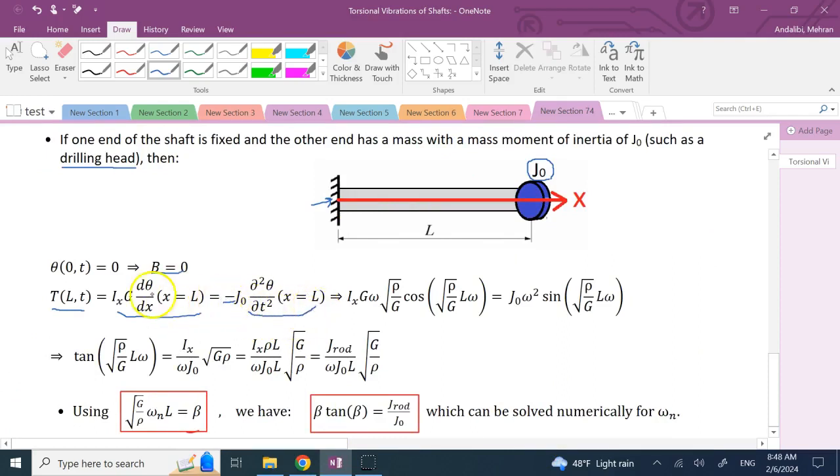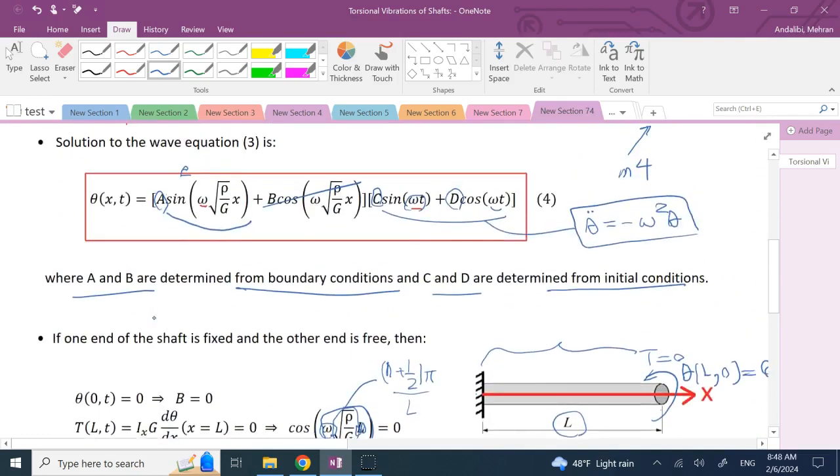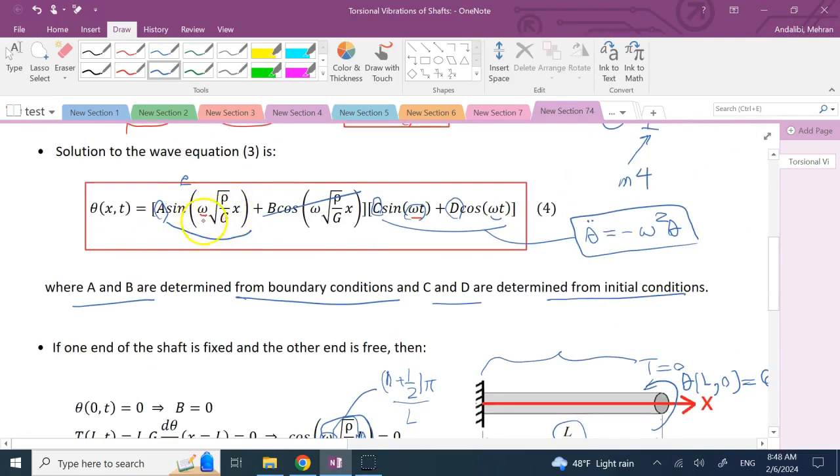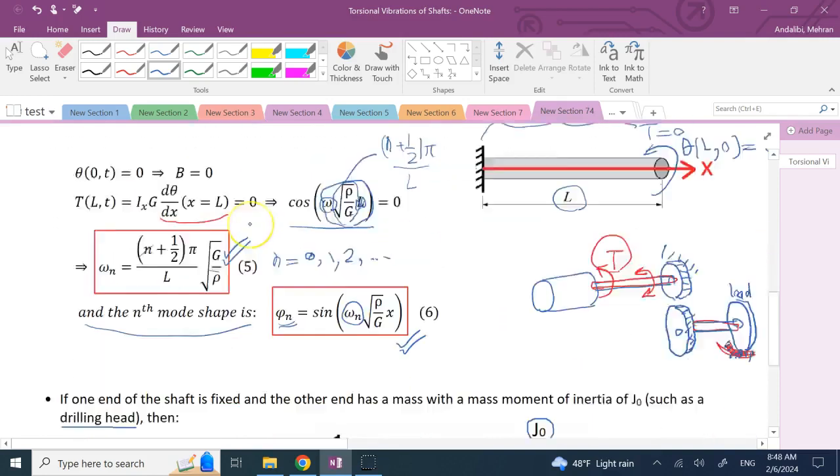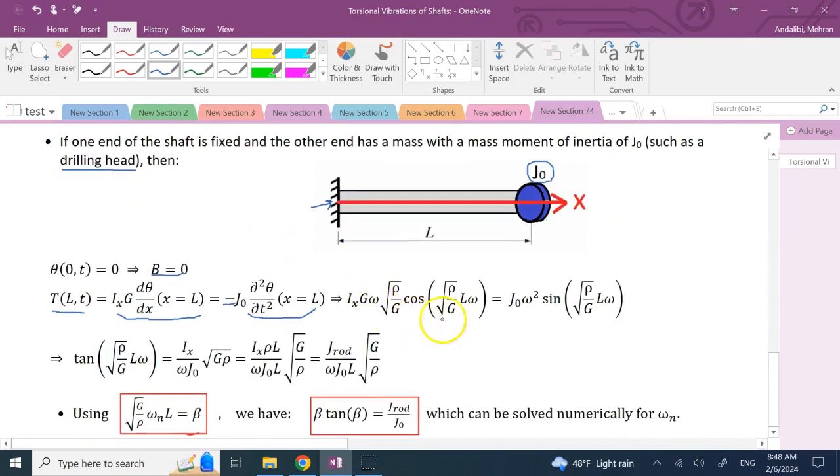Okay, so now we have to compute these terms, this d theta over dx. If you remember, since my theta is a function here, when you take the derivative, this omega square root rho over g comes out, this sine becomes a cosine, and for x you plug in L, so you get this whole term here, of course pre-multiplied by IxG.